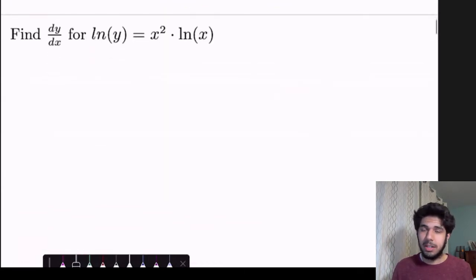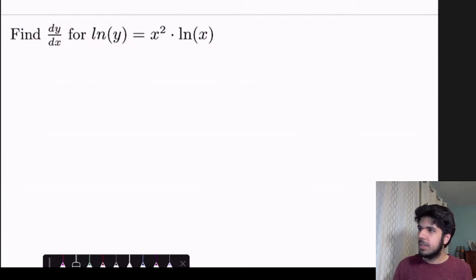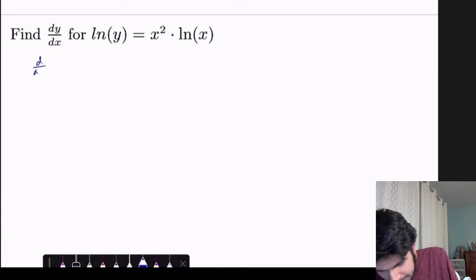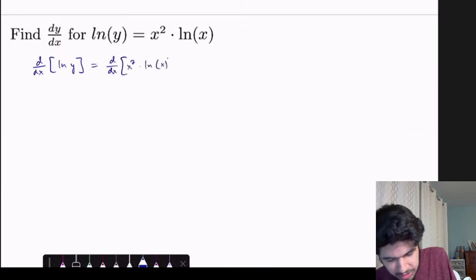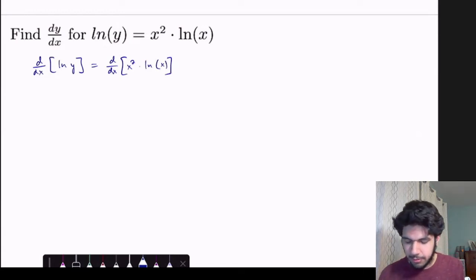Let's do another one. Again, finding the derivative, but now we're trying to find the derivative of ln of y equals x squared times ln of x. So this seems like it's going to require some implicit differentiation, since we have ln of y on this side. So let's try taking the derivative of both sides with respect to x. So d dx of ln of y is equal to d dx of x squared times ln of x. So on the right-hand side, it looks like we might have to use the product rule. But let's do the left-hand side first.